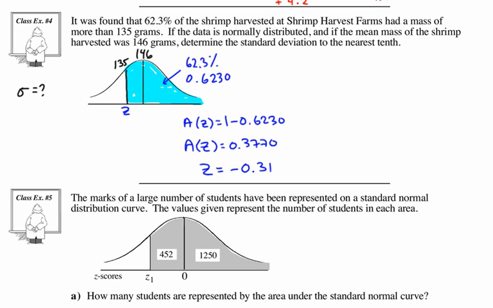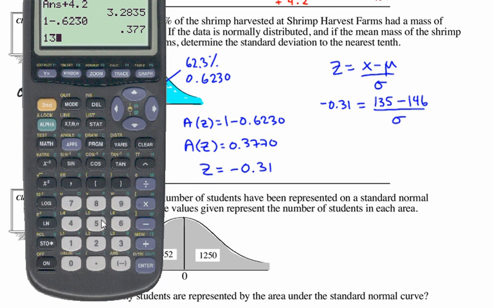Now whenever we're looking for standard deviation, we're going to use this formula: z equals x minus our mean over our standard deviation. So our z value is negative 0.31, and that's equal to, what was the x-score at that point? It was 135, minus the mean, 146, over our standard deviation. I can simplify my numerator there. 135 minus 146 is negative 11.